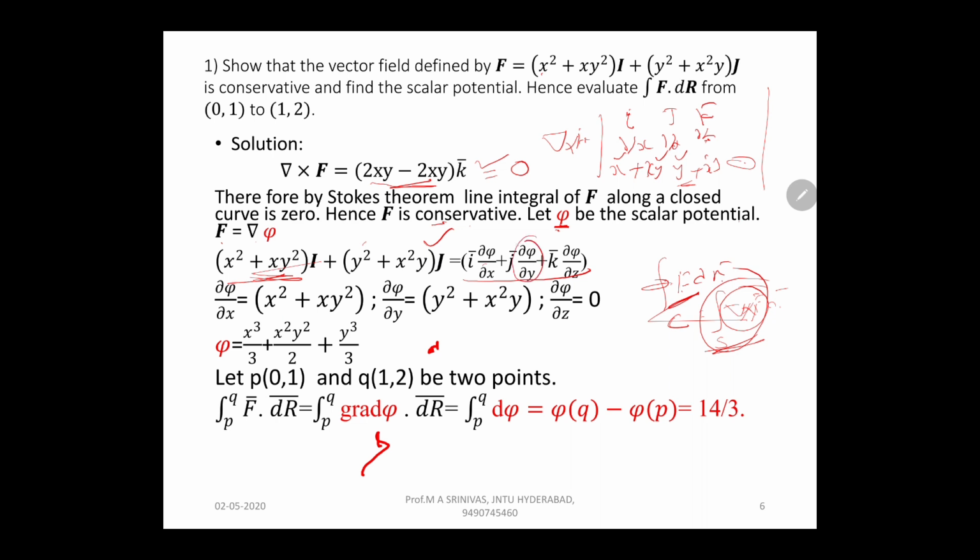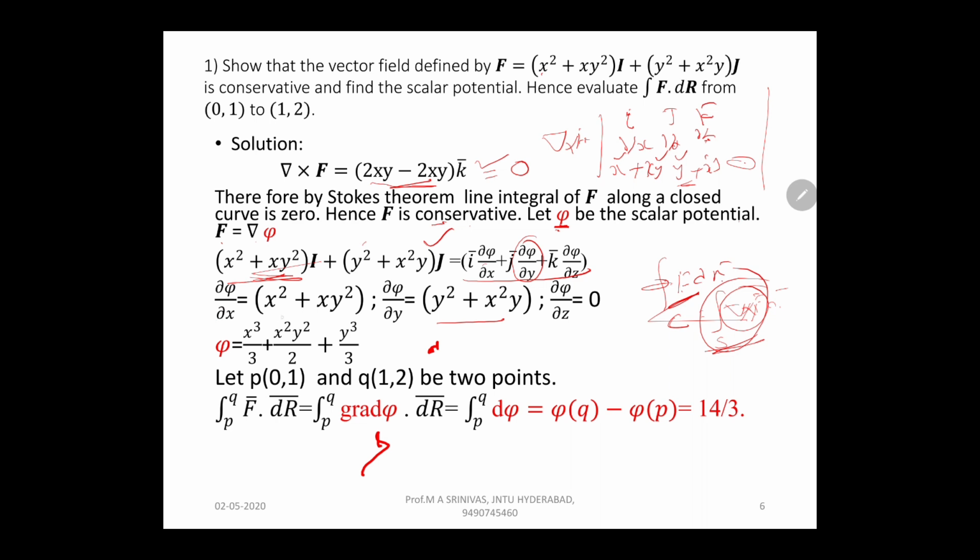Similarly, dou phi by dou y is the j bar coefficient. Dou phi by dou z: on the left side you don't have the k bar term, therefore dou phi by dou z is 0. We have three equations. Now you solve these equations. The derivatives are given, therefore if I integrate, I will get phi from them.